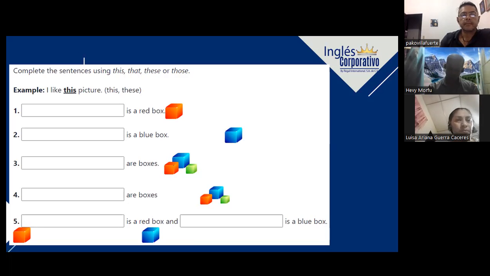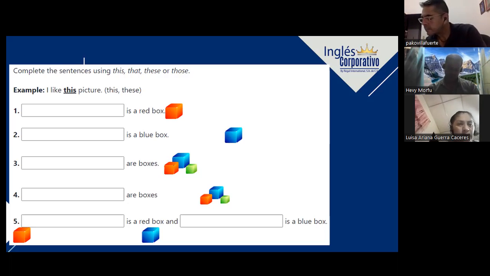Thank you. What about the number three? What do you have for this? These are boxes. Okay. Thank you. So that will be the number three. These are boxes. Yeah, that's okay. And what about the number four? Number four? Those are boxes. Excellent, thank you. Of course, because they are not close, they are far, that's okay. And what about the number five? Look at this. Who wants to help me with this exercise?